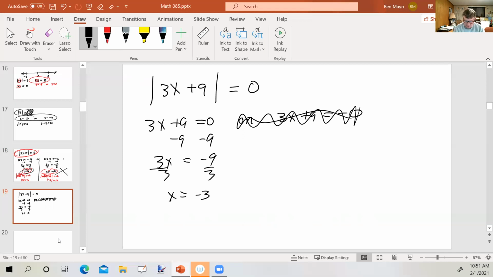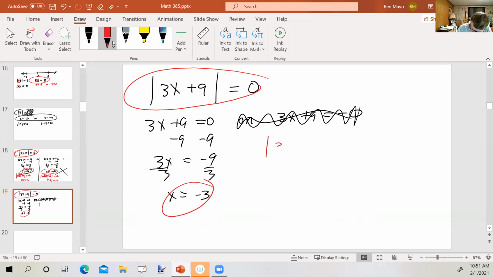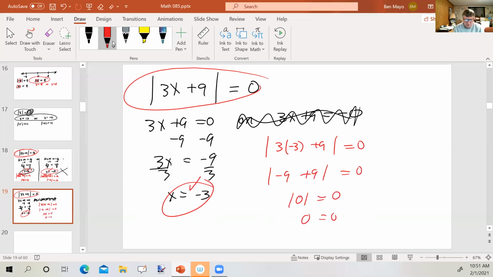Okay, x is -3. Let's check that up here. Let's see. 3 times -3 plus 9. We get what? The absolute value of -9 plus 9, which is the absolute value of 0 equals 0, 0 equals 0. Okay, so here's a case where there's only one solution. Let's look at another situation.